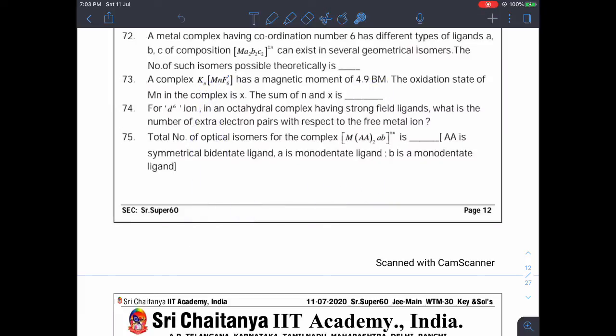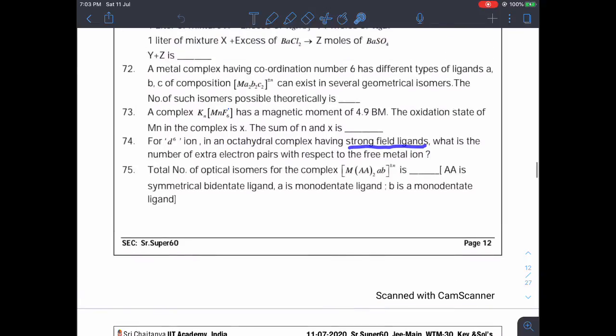Now moving to the next question, that is 74. For a d6 ion in an octahedral complex having a strong field ligand, what is the number of extra electron pairs with respect to the free metal ion? Please look at the words: it is d6 and the complex is octahedral and having the strong field ligand also.